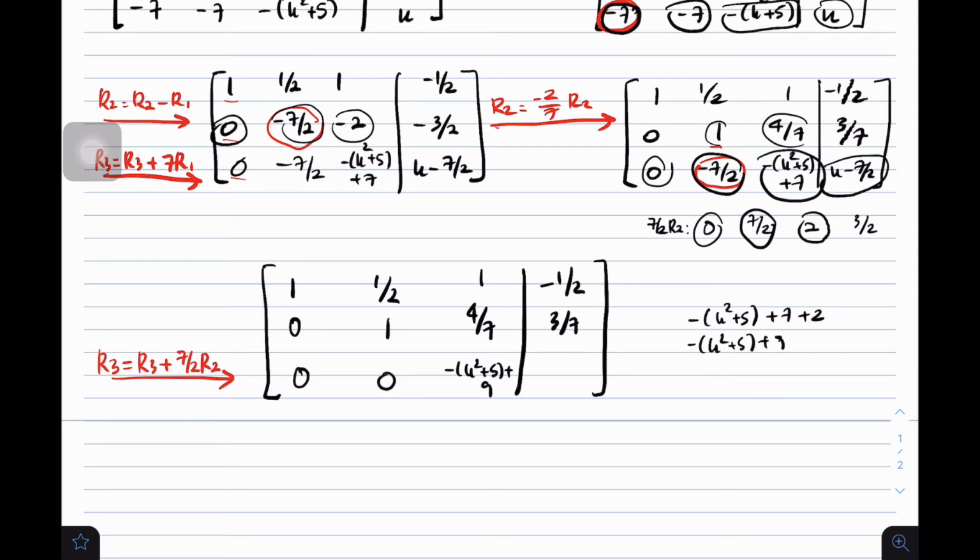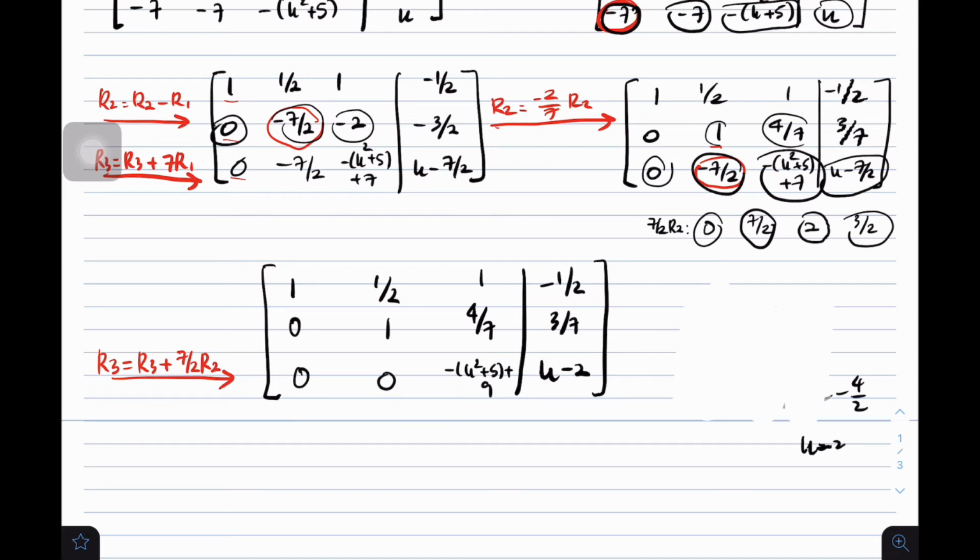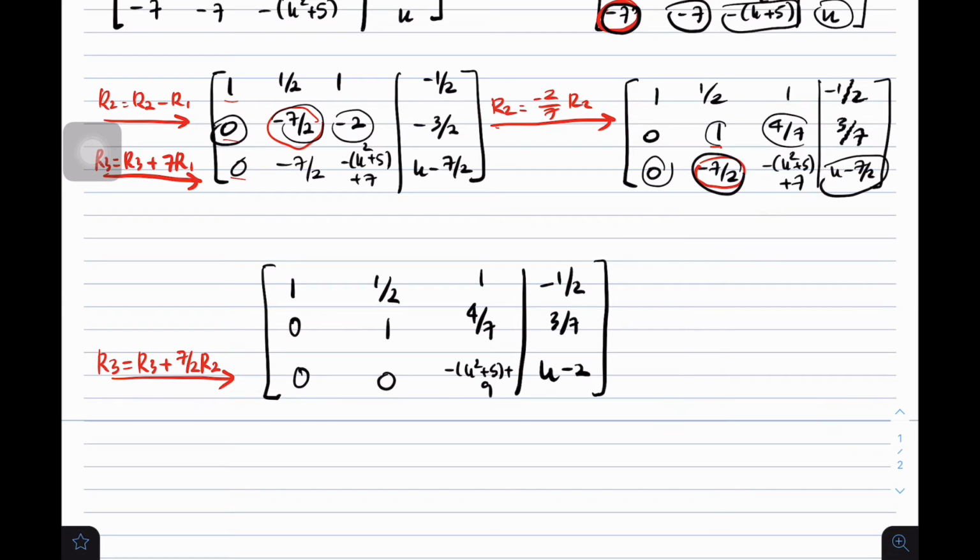Then k minus 7 over 2 plus 3 over 2 will give you k minus 4 over 2, so k minus 2. So here you have k minus 2. Now guys, you see we have done all the elements to become row echelon form except these two elements. And these two elements play the important role so that your system will have either no solution, many solutions, or a unique solution.